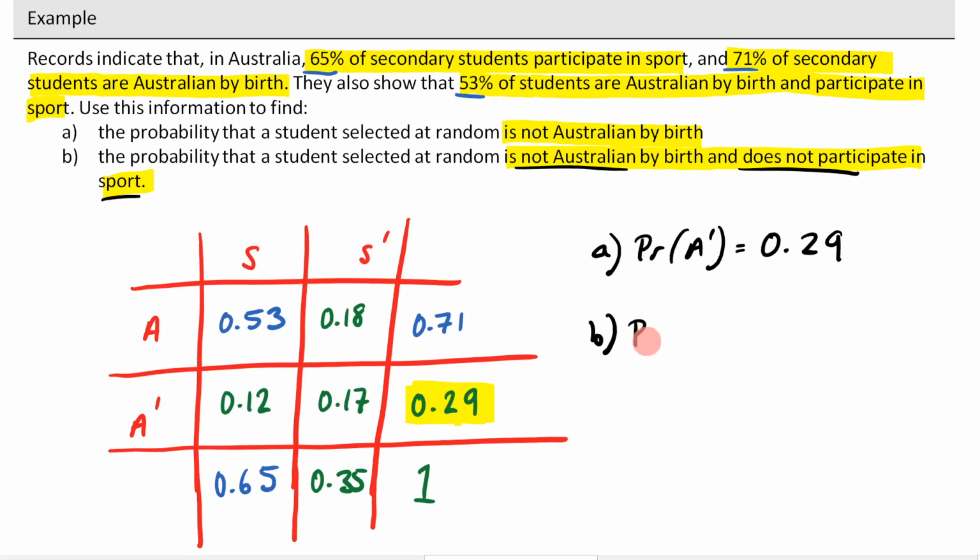Perfect. Let's now go to our next one, B, which is asking not Australian and does not participate in sport. So that's going to be the probability of not A, the intersection of no sport. Okay, so that is going to be, if we get our highlighter out again, this one right here, 0.17. And those right there, everyone, are our answers. This one and that one. Perfect. Hopefully this example has made some sense.